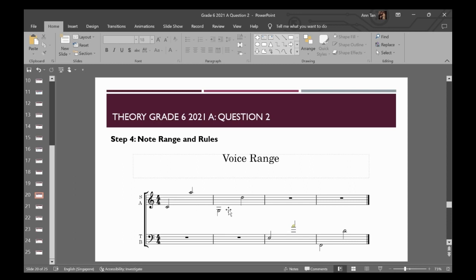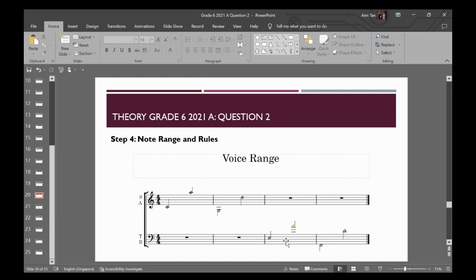Alto is written also in the treble clef. The note range is from G, middle G, to treble D. And note that for alto voice, both stems point downwards.